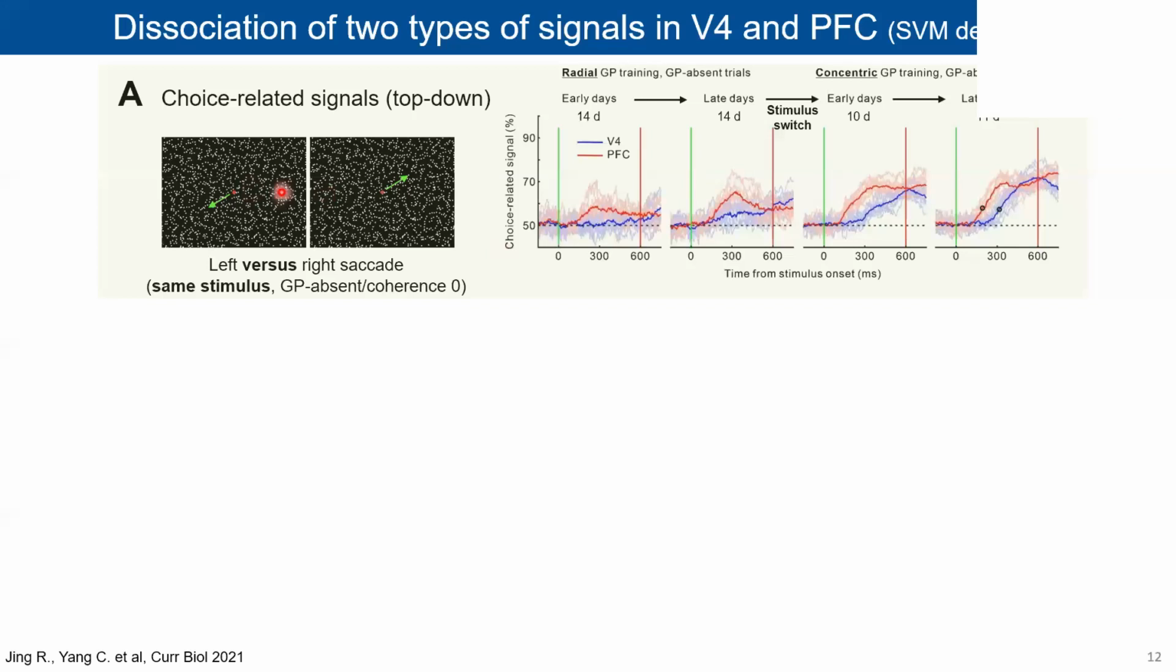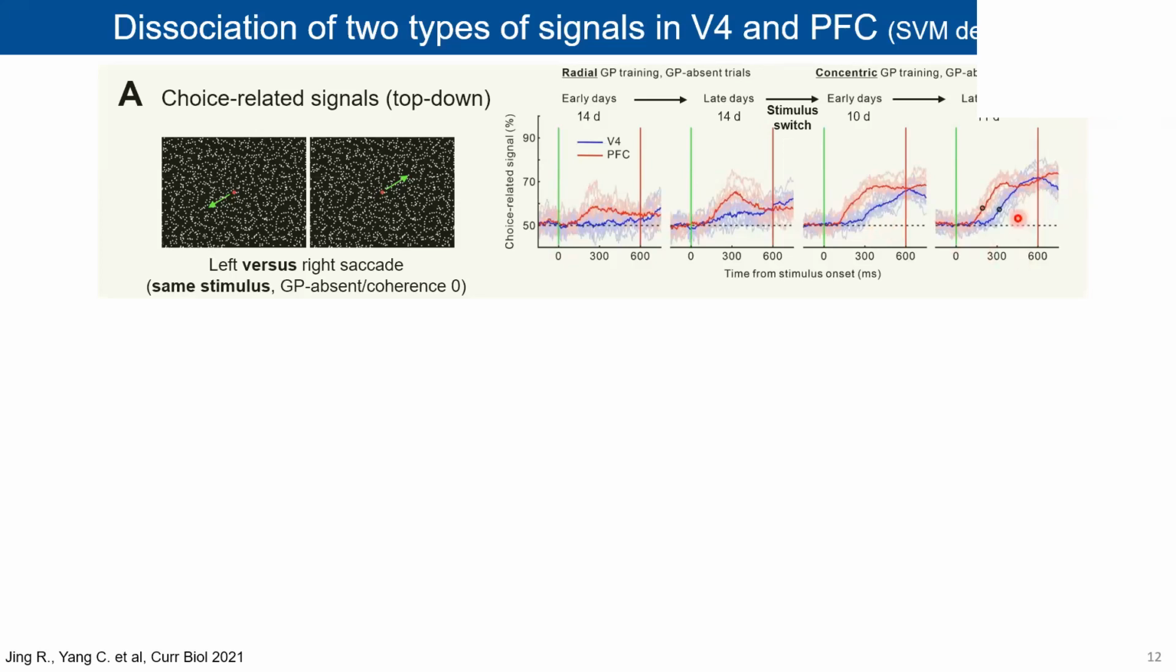In some of these trials, the monkey selected the lower left quadrant, and in the other trials, the monkey selected the upper right quadrant. So in this case, the decoding accuracy entirely reflects the animal's behavioral choice. The y-axis indicates decoding accuracy, and the x-axis indicates the time after stimulus onset. We can see the choice-related signals increased in both PFC and V4 after the training.